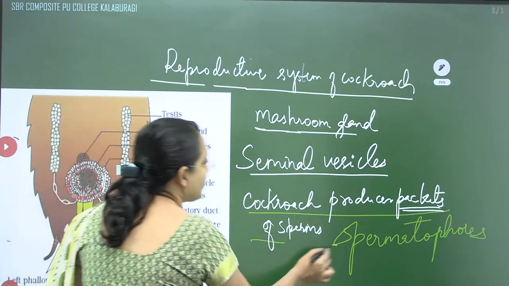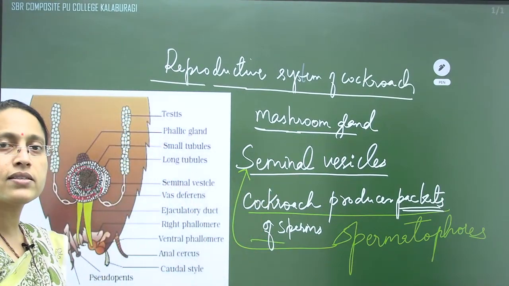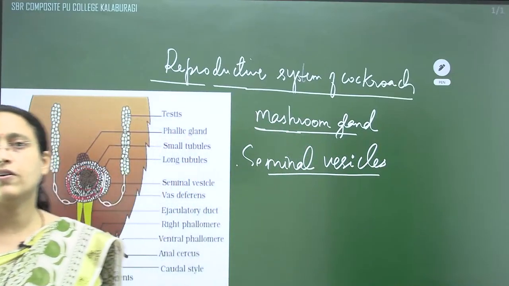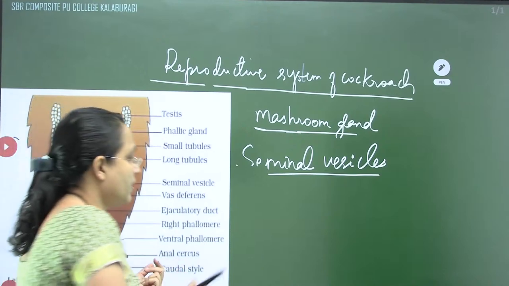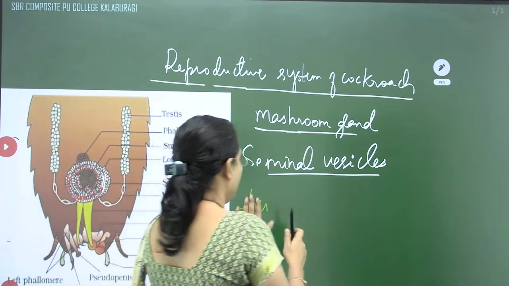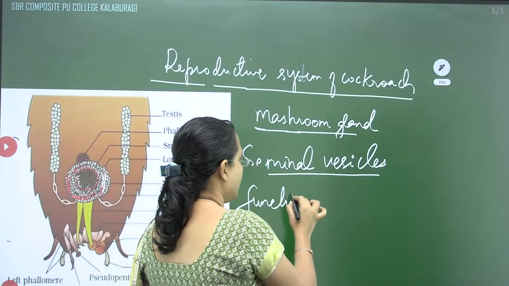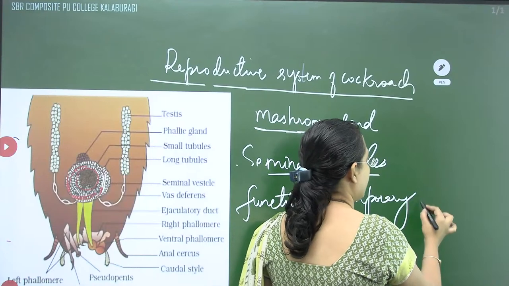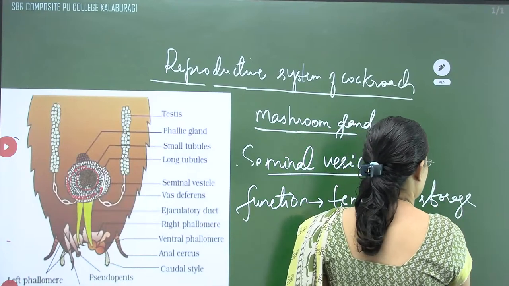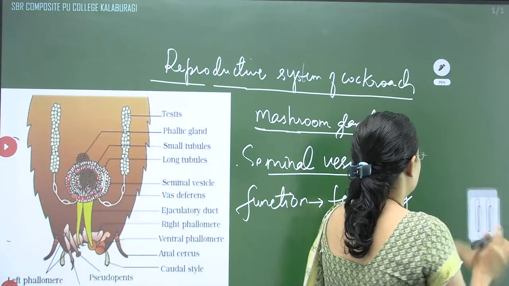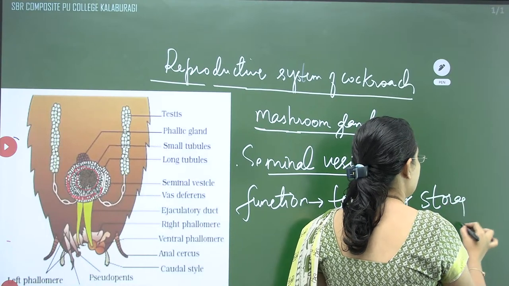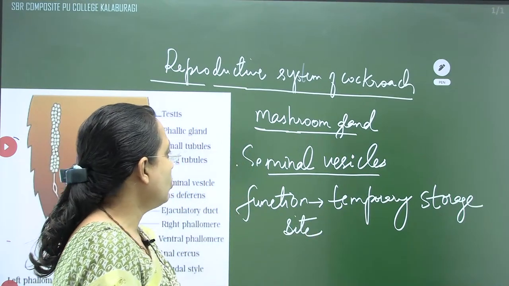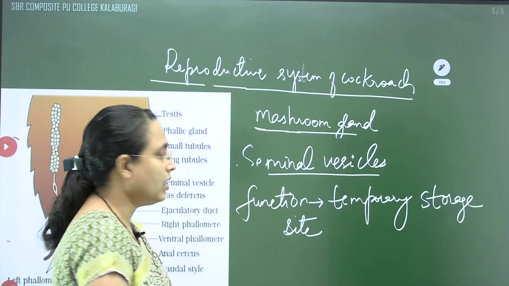So where do they start forming first? In seminal vesicles. So here, by this you will come to know what the function of the seminal vesicle is. One of the main functions of the seminal vesicle is a temporary storage site. That too, the spermatophore starts forming here in the seminal vesicles.